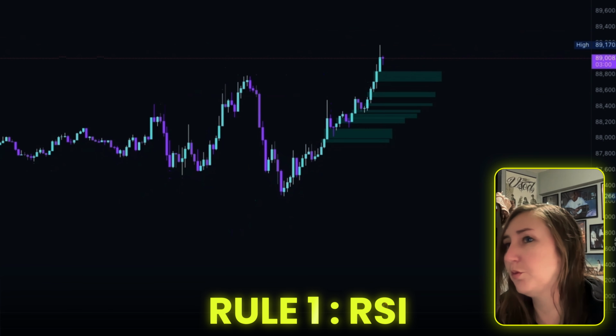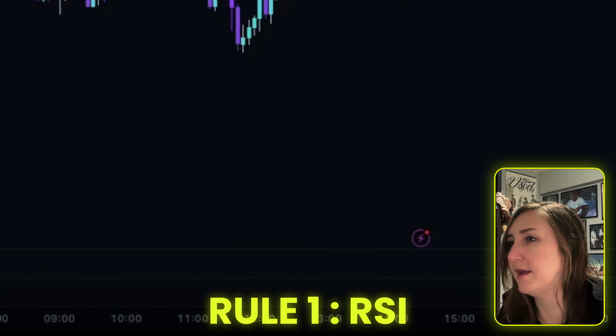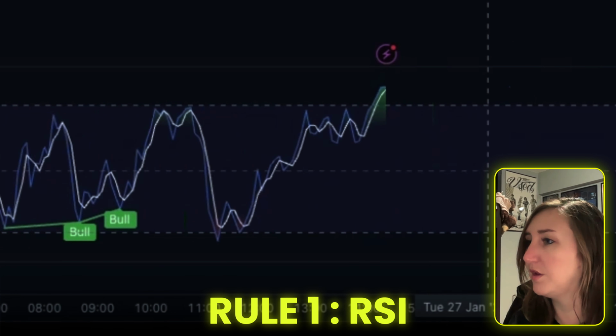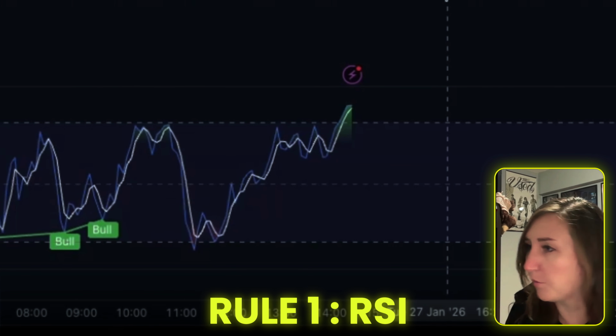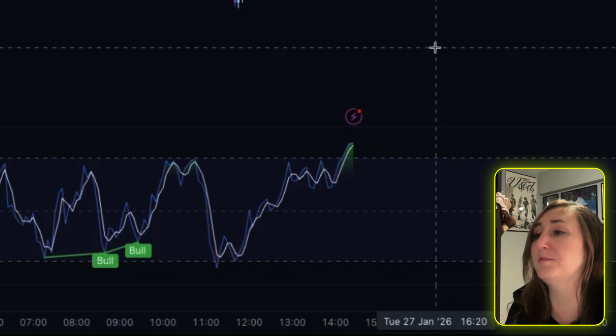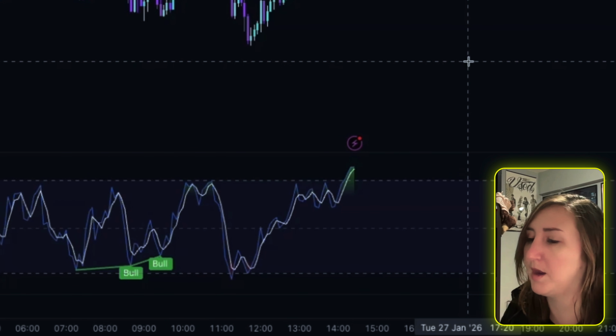Now, the first rule you are going to look at is the RSI. The RSI is very important. Traders use it all the time in stocks, options, futures, Forex, you name it. The RSI is there. It's in tons of books all the way dating back to the past. So this is something you definitely want up on your charts.